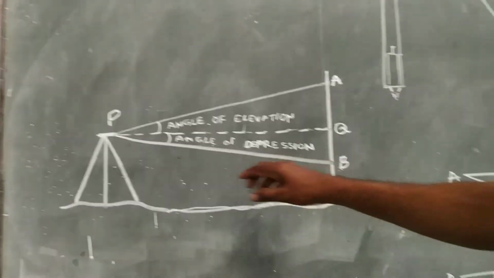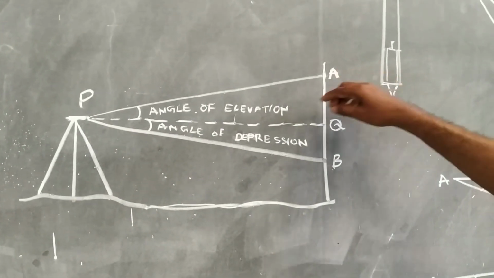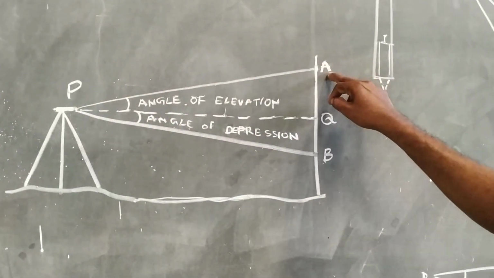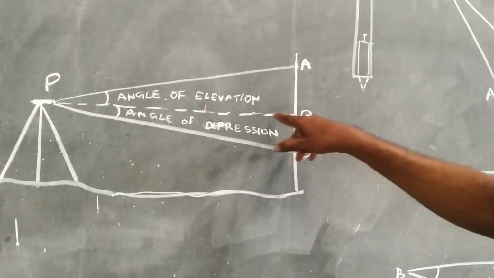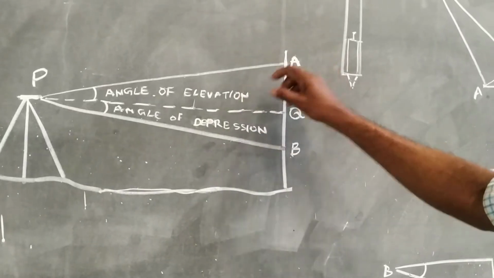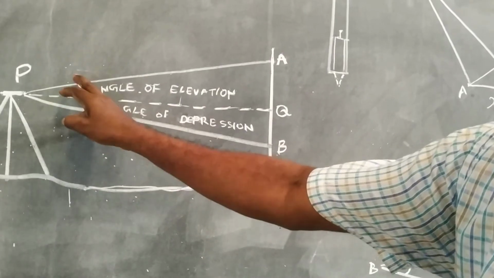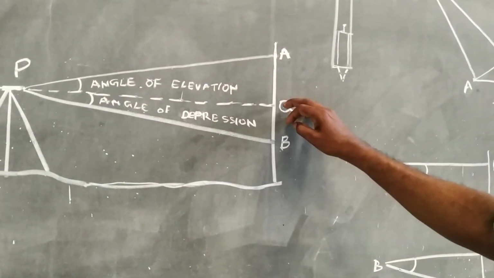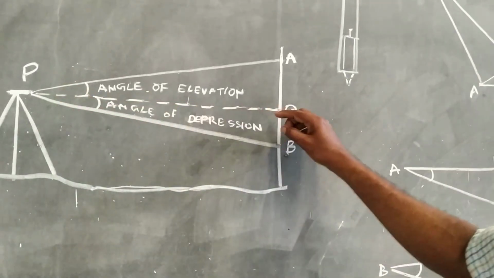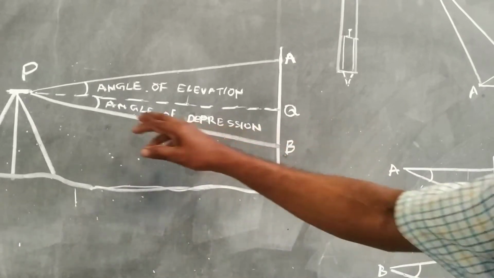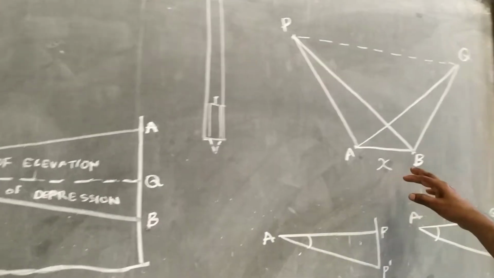This is the picture, instrument station. If you look to this point, this should be angle of elevation, because the horizontal line is this, and the reading position is from this to this, the angle of elevation. And from this point you look to B, then the telescope is in downward direction, so that is angle of depression. Now we go to our problem.